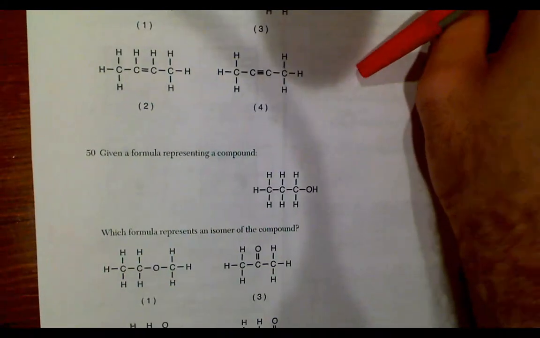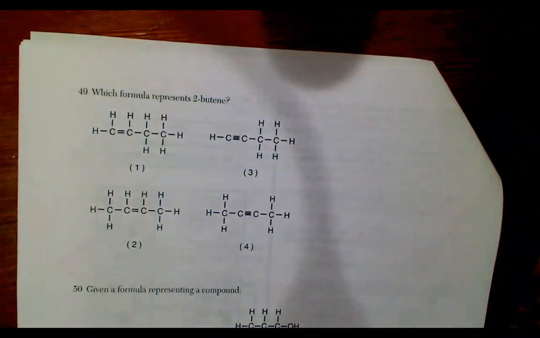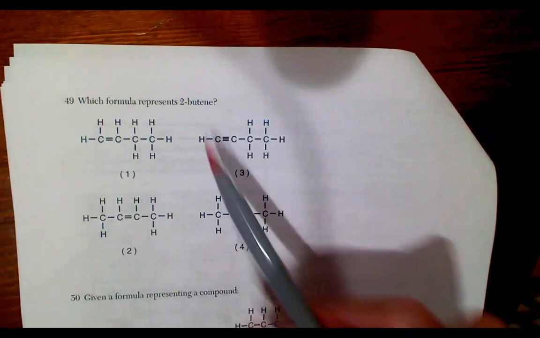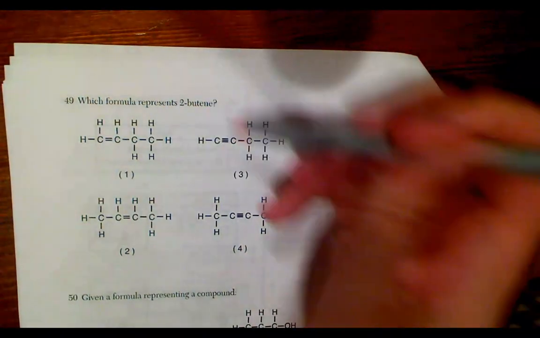Very last page of your multiple choice. Last two questions, they're bigger questions. We got a bunch of these organic structures here. Let's see how it looks. Which formula represents 2-butene? Organic compounds, the names always tell you how to draw the thing. Everything you need to know is in this name, and then you just have to see which picture matches.